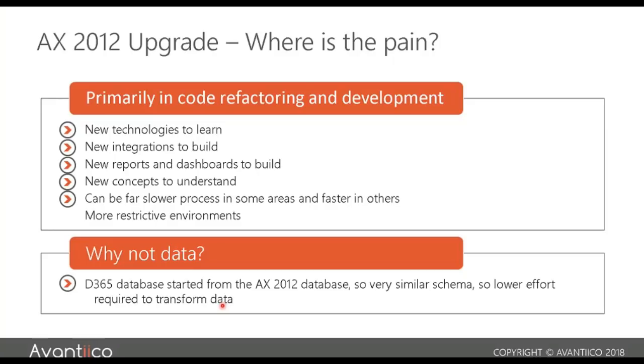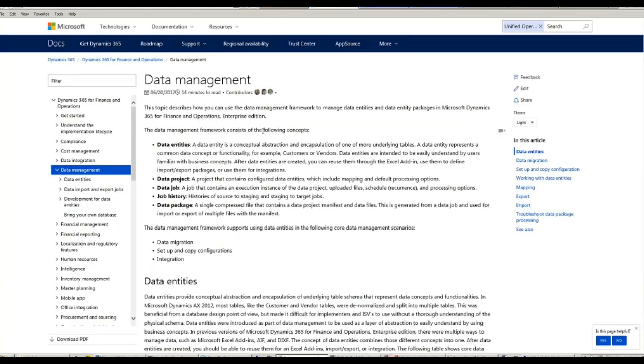If you don't want to do the upgrade, you do have the option of manually migrating the data. So be familiar with the data entities. And again, a data entity is a logical view of a concept or a table. So for the customer table, there could be dozens of tables, and you don't need to know what those joins are, what those fields are. You just want to know, I want to work with customers. So Microsoft has created a data entity for customers.